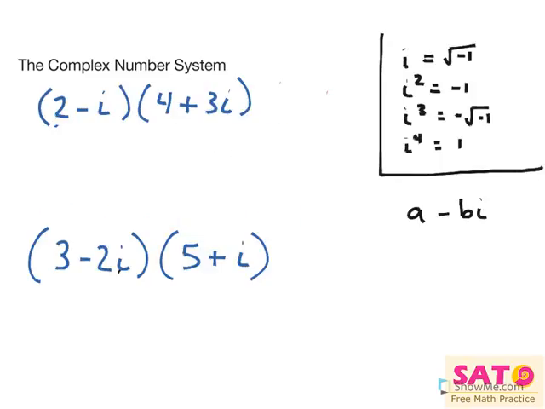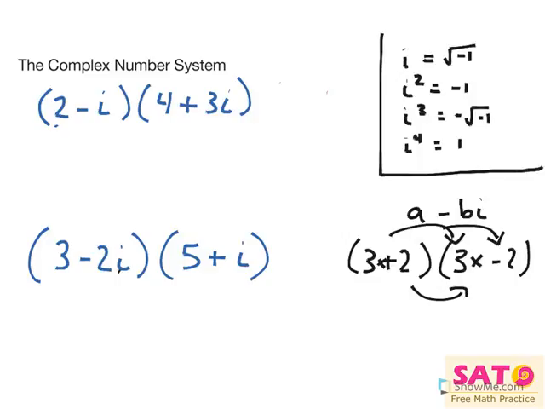Now it's getting a little more complicated because if you remember from polynomials, if we are going to multiply, we have to multiply using FOIL, such as this, 3x plus 2 and 3x minus 2. We'd have to multiply it out with FOIL, and same thing here, except we have a little issue that we'll get to. So 2 times 4, 2 times 3i, -i times 4, and -i times 3i.